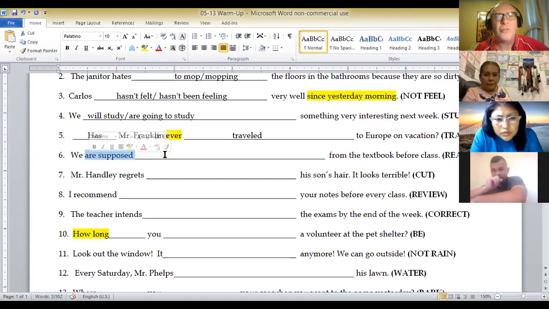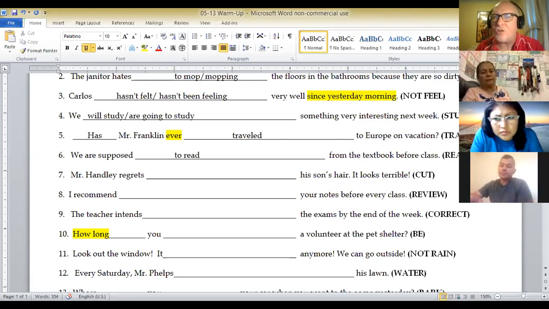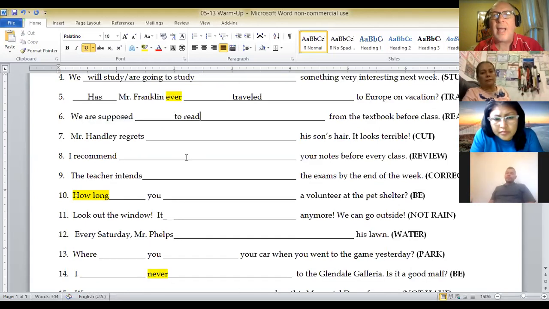Now this one we had a lesson on this one earlier this year, right? We are supposed to read. Supposed to, exactly. To read. We use that infinitive with supposed to. Remember, you are supposed to, you are expected to, you are encouraged to. That passive plus the infinitive. Recommend doesn't fit in that category. But advise does.